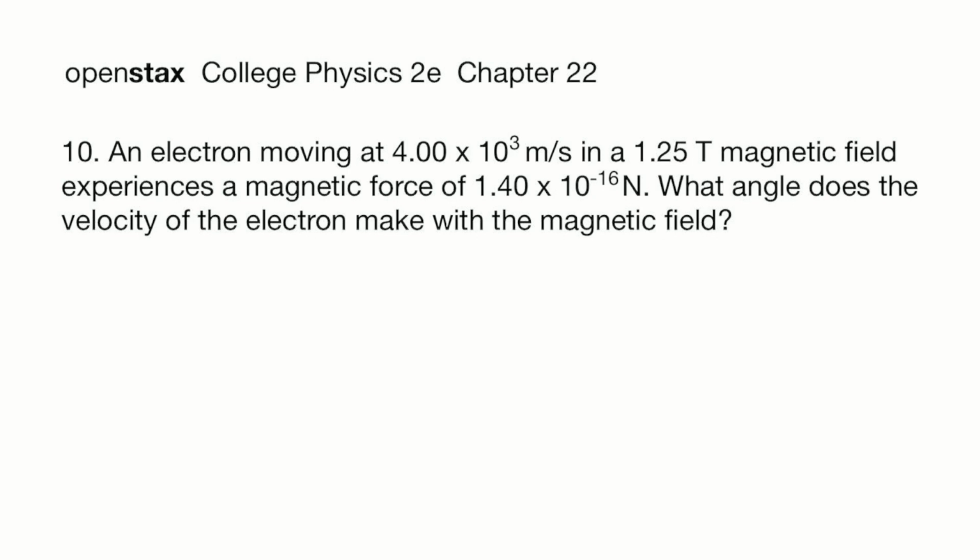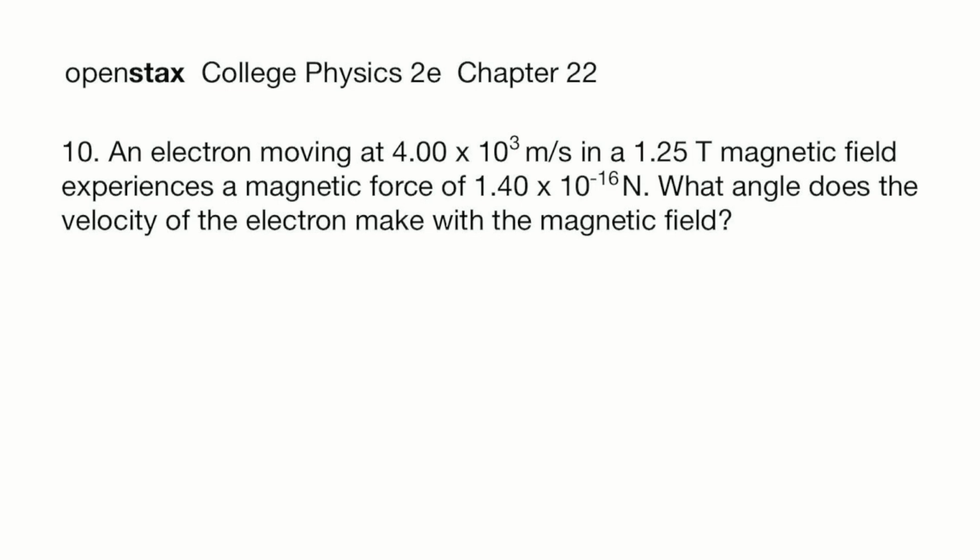In this problem, we have an electron. We know its velocity. We know it's in a magnetic field, and we know it experiences a magnetic force. And we need to find the angle the velocity of the electron makes with the magnetic field.